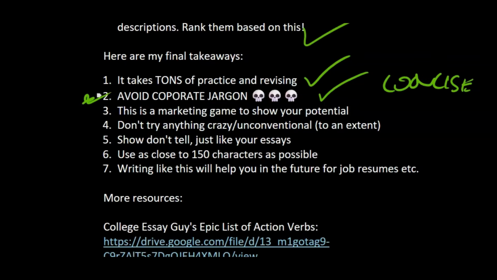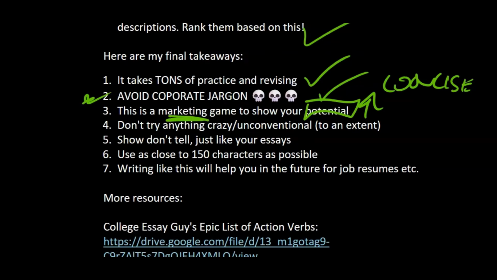That's key. Number 3, the entire college admissions game, I would say, or extracurricular descriptions is a marketing game to show the amount of potential you have. So I would say that is one of the key qualities you definitely want to highlight throughout this, is that regardless of your circumstances, regardless of your context, you can accomplish great things.